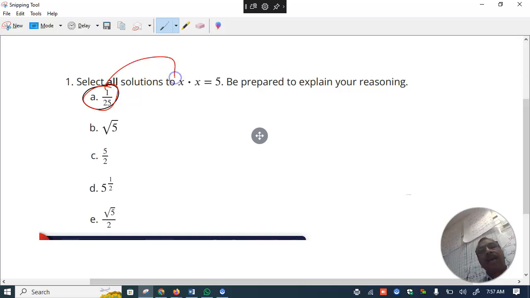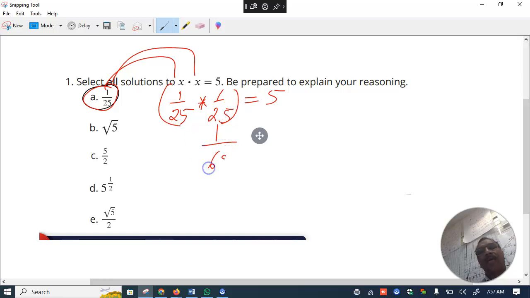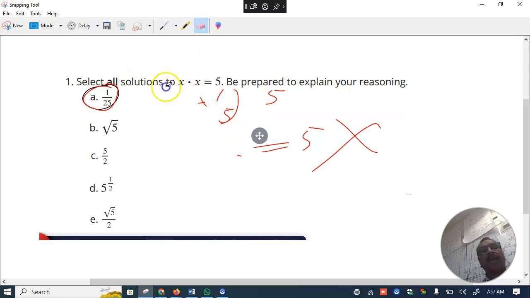You can see if I plug in here, what do you get? It is 1 over 25 times 1 over 25. Can it ever be equal to 5? Is this possible? No, correct? Because this is going to be 1 over 625. And how can you say it is equal to 5? This is wrong. Agree? So we can say that's not correct. So that means the first one is not correct.